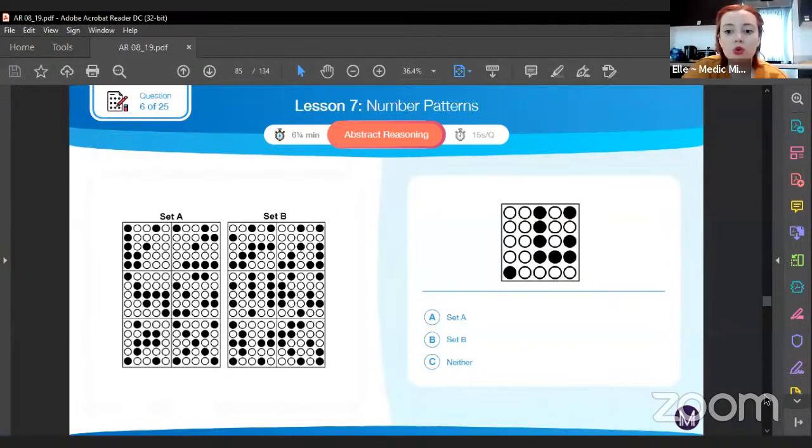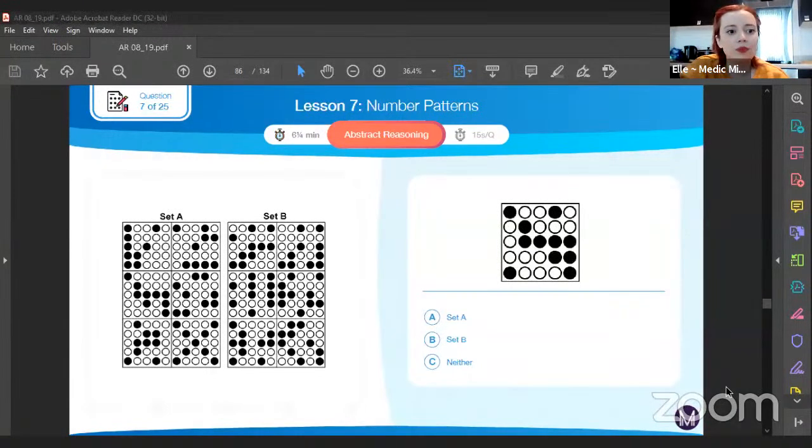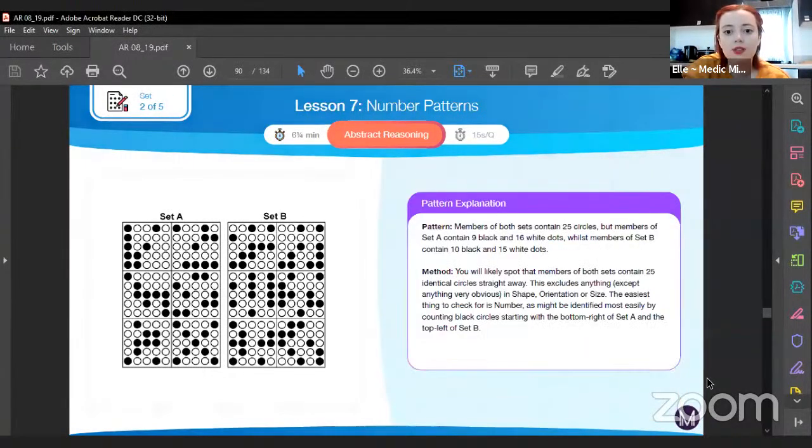So I believe someone has already put the correct answer in the chat. So I'm just going to close this a moment and we'll flick through to the answer there. So members of both sets contain 25 circles, but in set A, there's 9 black and 16 white dots, whereas in set B, it's 10 black and 15 white dots.